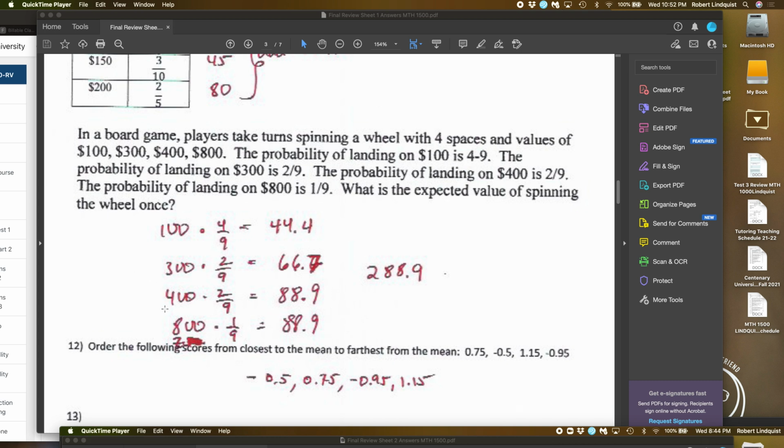Another example, in a board game, players take turns spinning a wheel with 4 spaces and values of 100, 300, 400, or 800. And the probabilities are 4/9, 2/9, 2/9, and 1/9. So if you multiply it out, you get 44.4. I did a little rounding off here. 66.7, 88.9, and 88.9. And altogether, add them up, it's $288.9, or $288.90 is your expected value there.